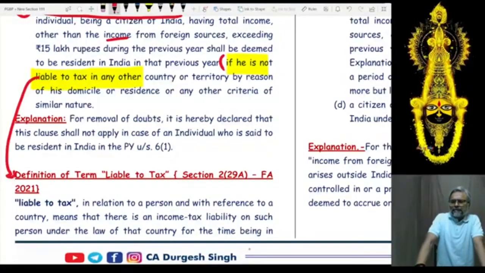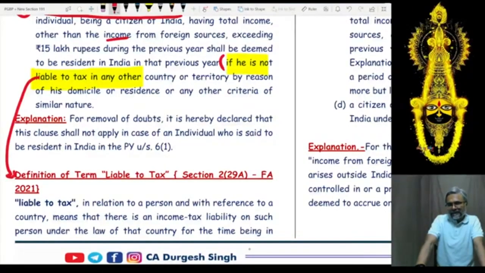Students, supposing in say country X, you have earned an income which is chargeable to tax in that country X. However, the domestic law of that country X provides you an outright exemption. Question therefore to all of you: is he liable for tax in that country X?